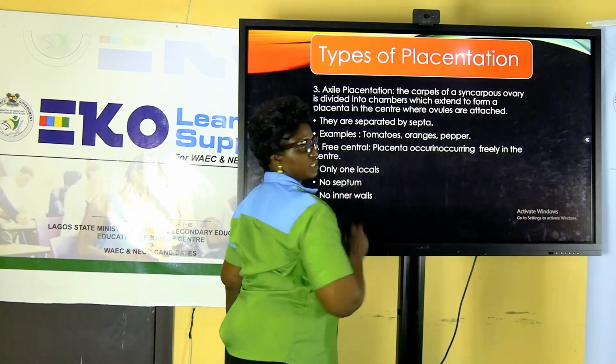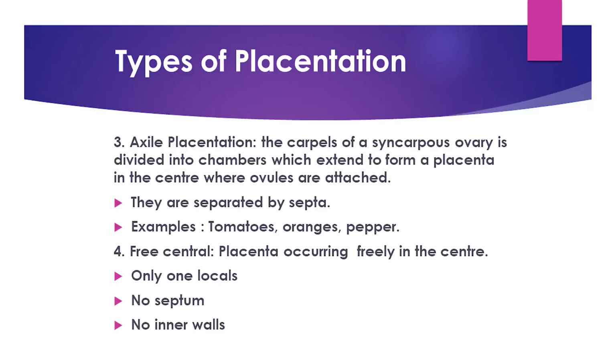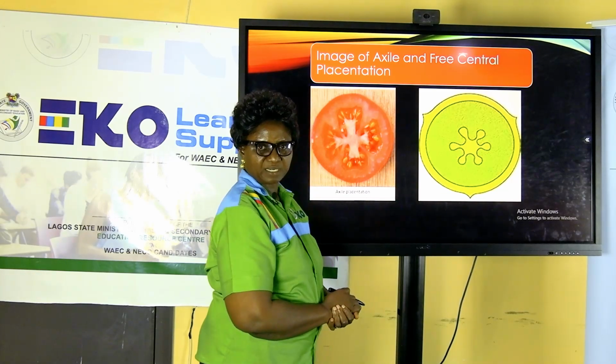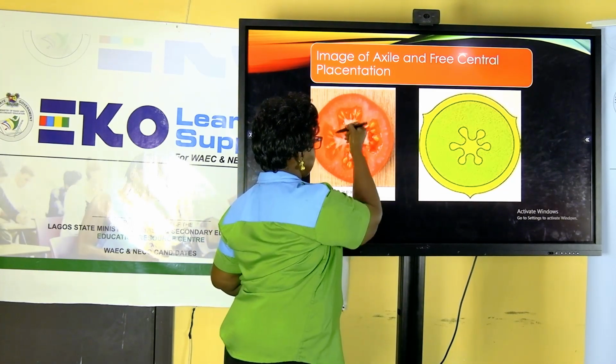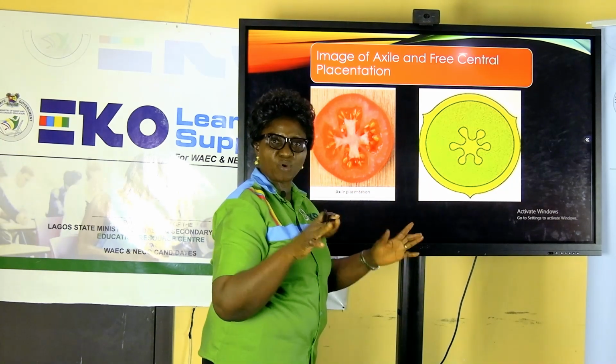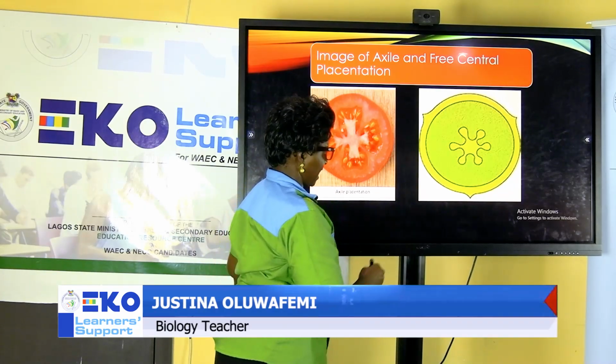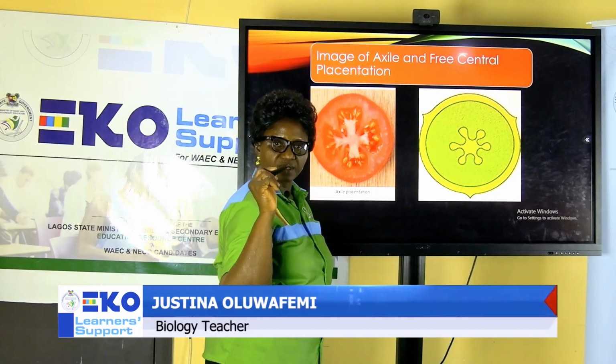We are moving to the fourth type, which is what? Free central. The placenta occurs freely in the center. Take a look at this example of the free central. You will come to understand that they are connected together, but here at the center, there is a kind of free space. And that is why this one is considered an example of what?